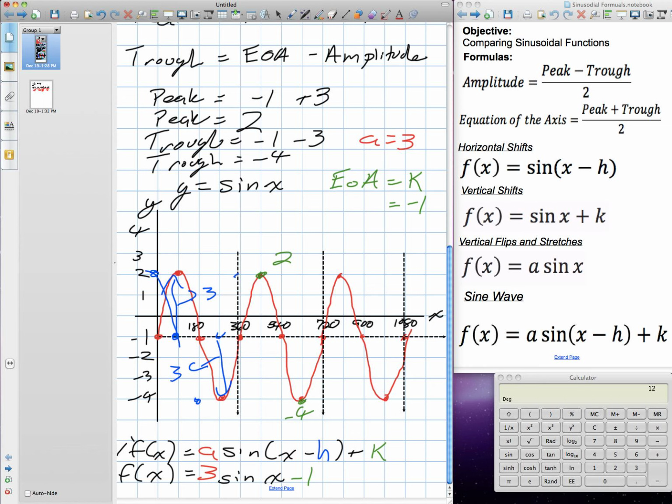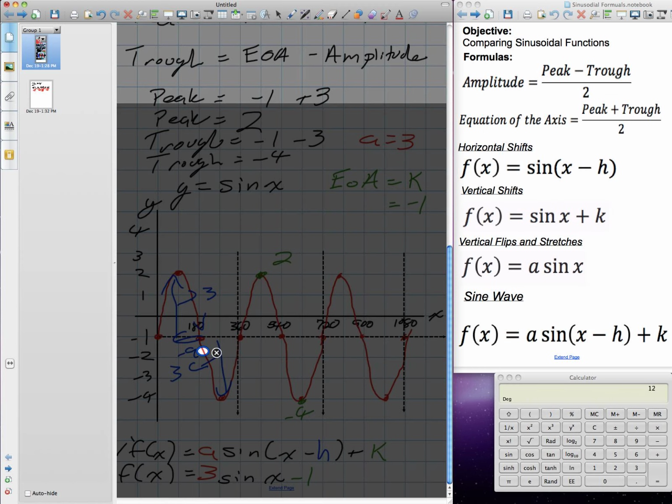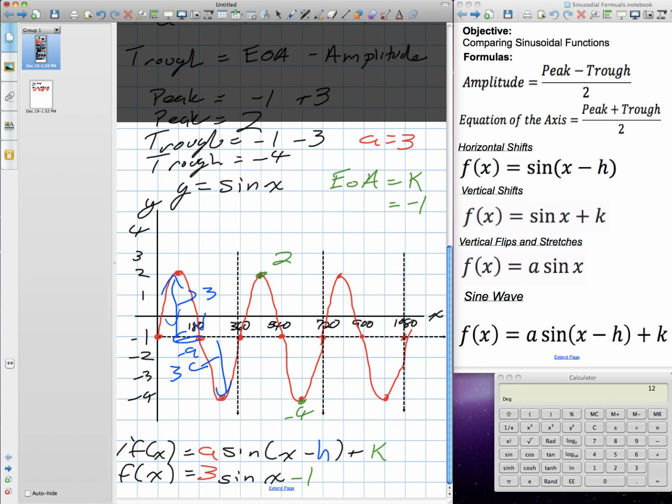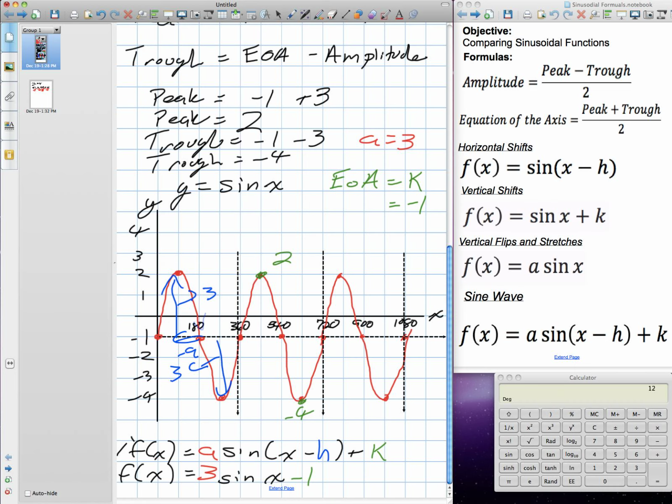Now remember, I told you this was a bit arbitrary. We could have said it maybe started at 2, went like this, and came up. It could have been something like that, right? And in which case, here's our equation of the axis, and it's actually heading downwards. Normally that's at 180. So we've shifted back 90 degrees. So in that case, our h would be positive 90. We've shifted to the left 90 degrees. Does that idea make sense to you? This function is about 90 degrees behind where it normally is.